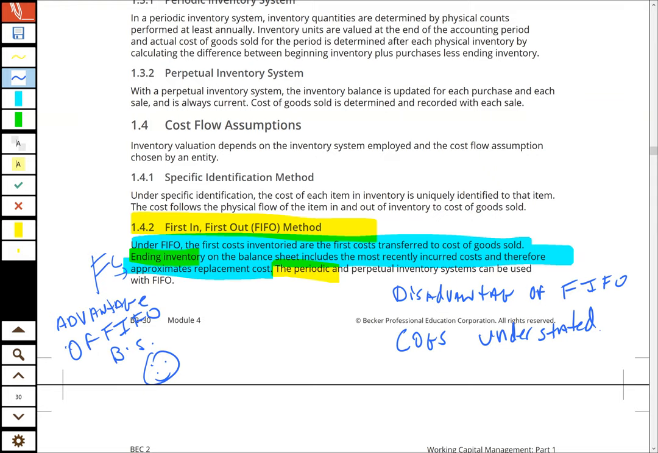So those goods that we bought before were at a lower cost. Since we're saying those goods bought before are the first ones sold, cost of goods sold is showing what? Old prices. Therefore, the disadvantage of FIFO, which you can put on the flashcard, is that cost of goods sold is going to be understated. In other words, the income statement is what is affected, because we're putting older information on the income statement.